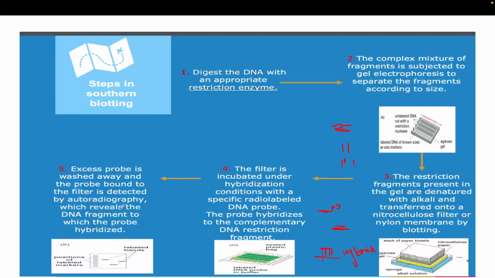is detected by autoradiography, because this probe is attached with the radio labeled molecule, like the gamma phosphate. So suppose this is the radio labeled molecule. When the radiation hits this molecule, it will emit a certain kind of signal. So this signal can be detected by the autoradiography machine.